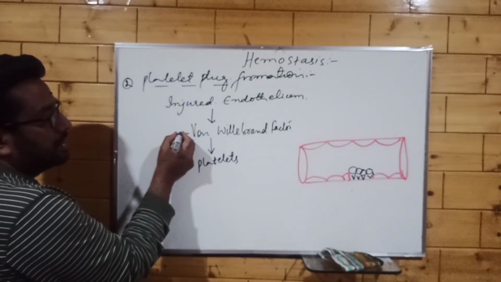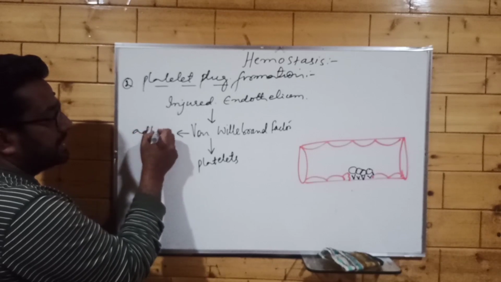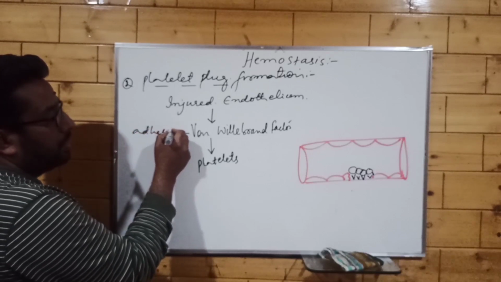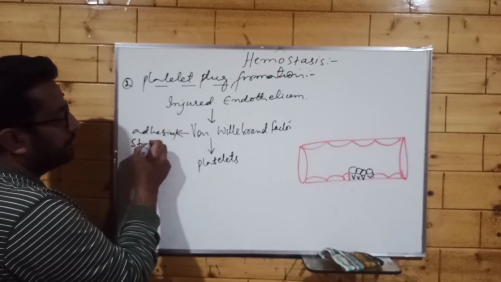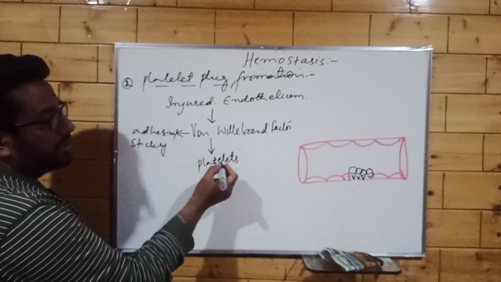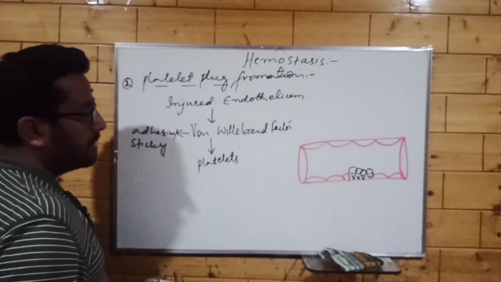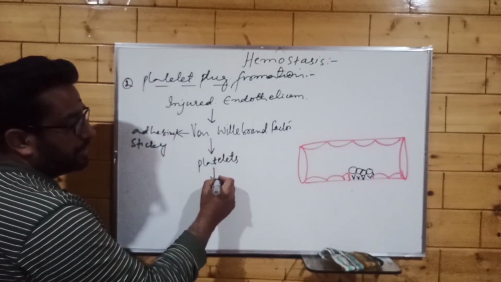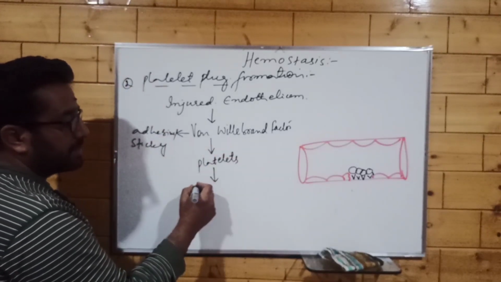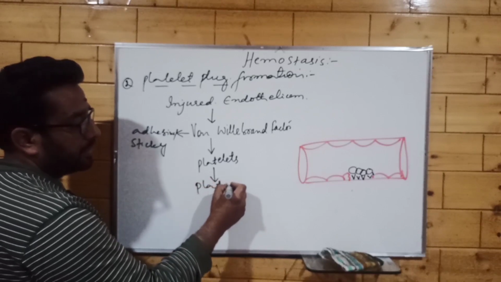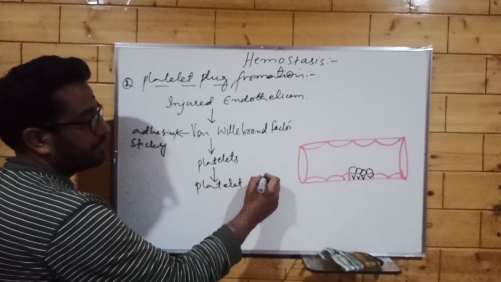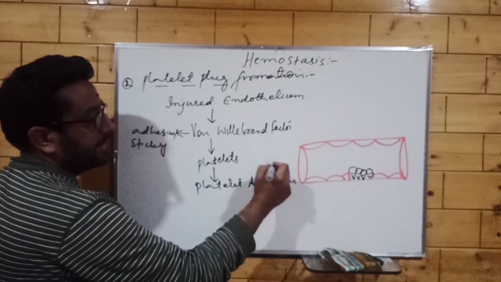That's the reason we say it acts as an adhesive, or a sort of sticky substance, for what? Platelets. So here a layer of platelets is formed. This aggregation of platelets is called platelet adhesion. We call this platelet adhesion.